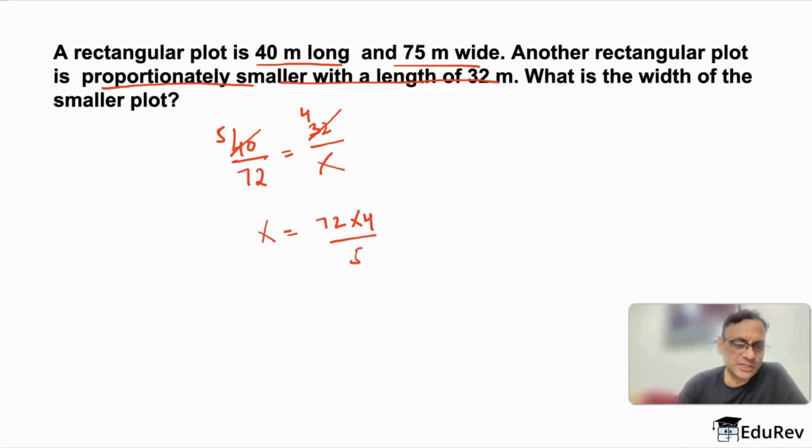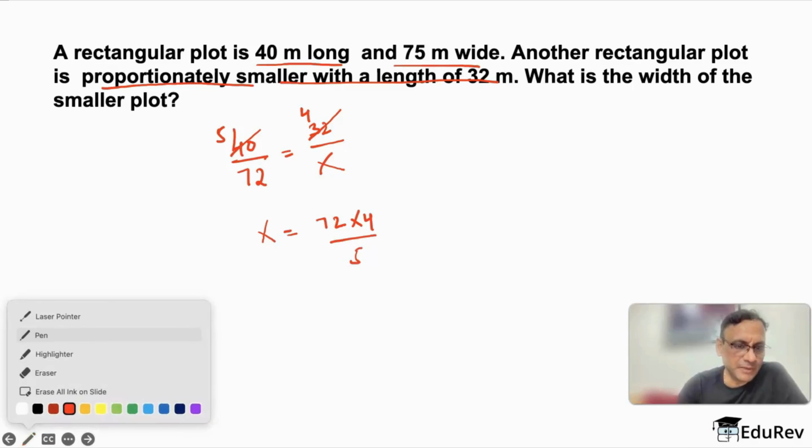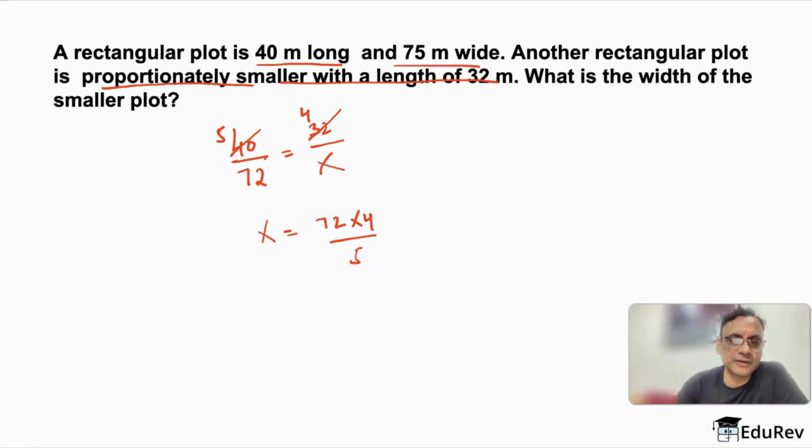Sorry, this was not 72, this was 75, my bad. Okay, so this is 75. So once I have this 75, this is 15. So 15 into 4 is equal to 60. So you can see that 40 upon 75 is equal to 32 upon 60.